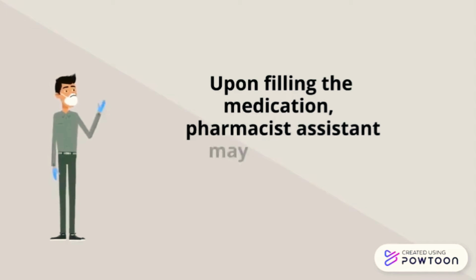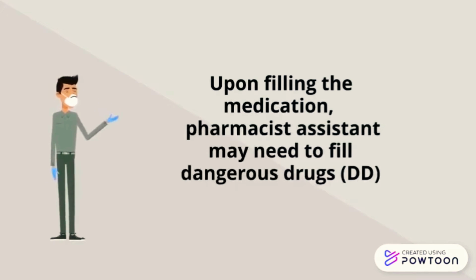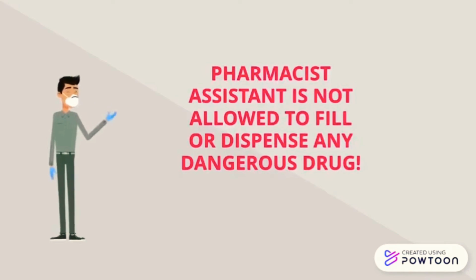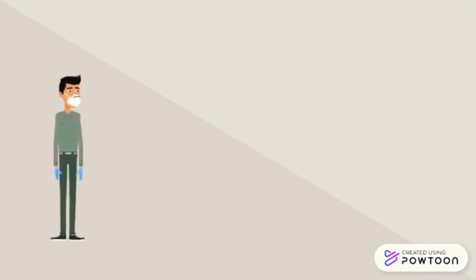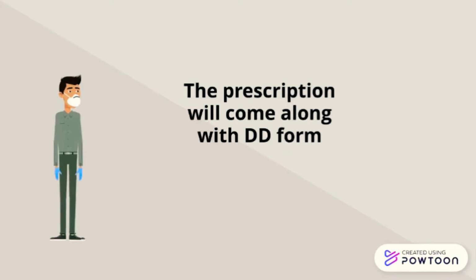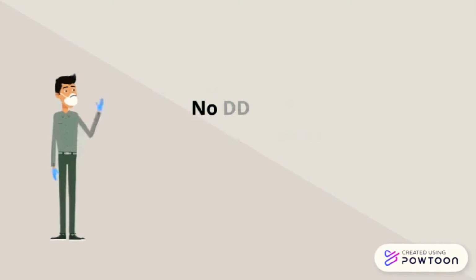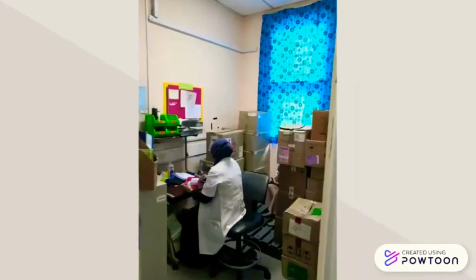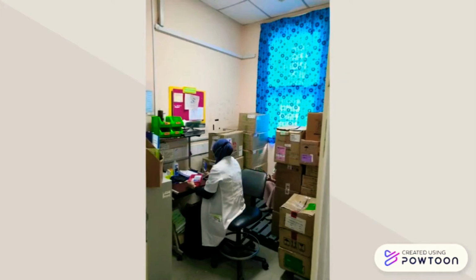Upon filling the medication, the pharmacist assistant may need to fill dangerous drugs, DD. But wait, the pharmacist assistant is not allowed to fill or dispense any dangerous drug. The pharmacist will do it. The prescription will come along with a DD form. No DD form means no medication. This is the DD room where all dangerous drugs are stored securely. Here, everything needs to be handled by the pharmacist.